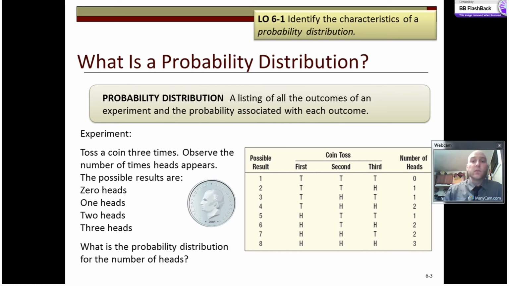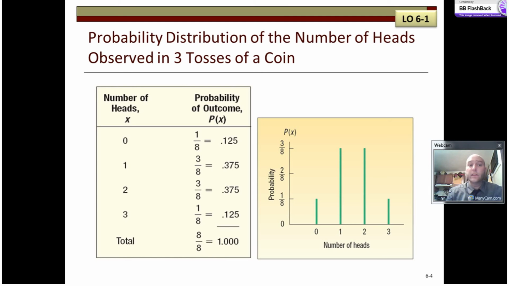What is a probability distribution? It's a listing of all the outcomes of an experiment and the probability associated with each outcome. As you can see here, we're flipping coins. But this table is not a probability distribution, primarily because there are no probabilities on it. The only thing we have here are the 8 possible scenarios where we can have all tails, which means 0 heads. We can have 1 head in a number of different positions. We can have 1 tail in a number of different positions. We can have 3 heads. There are a number of different possibilities that we can get by taking a single coin and flipping it 3 times. Those possibilities are listed here.